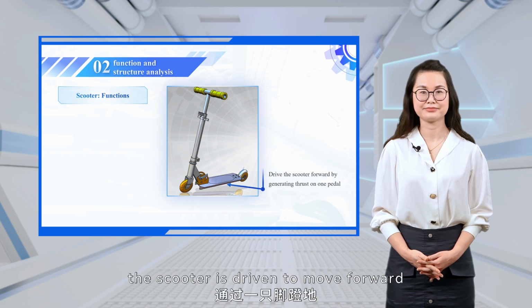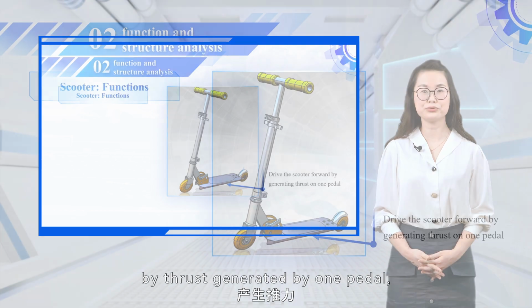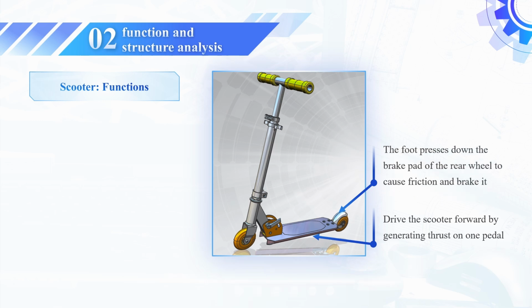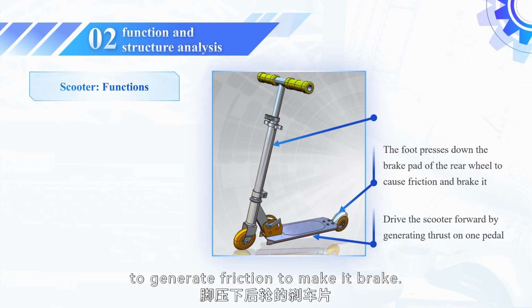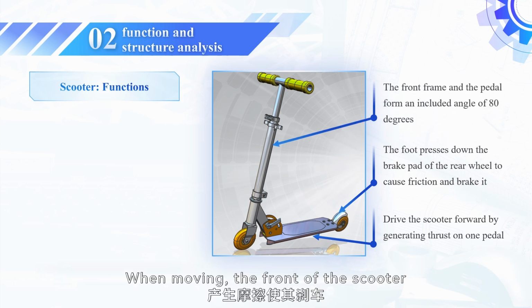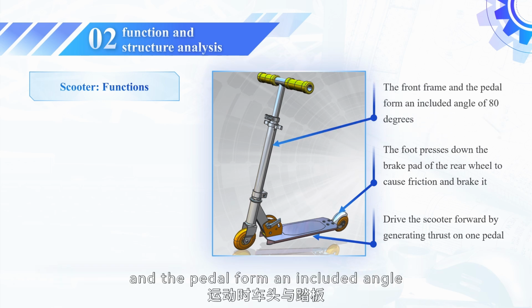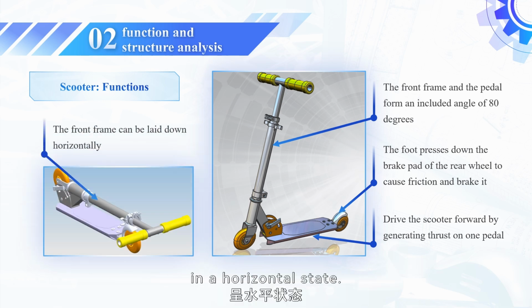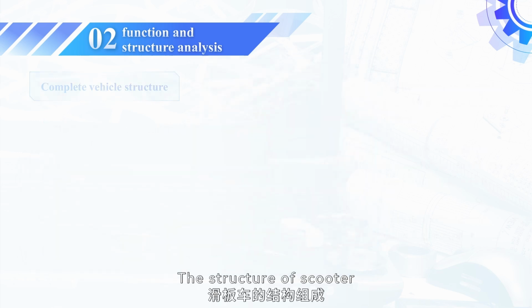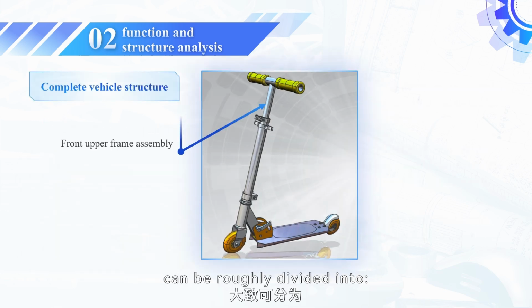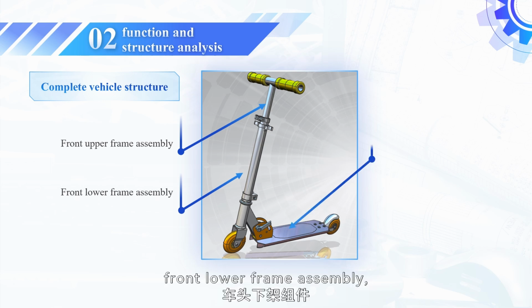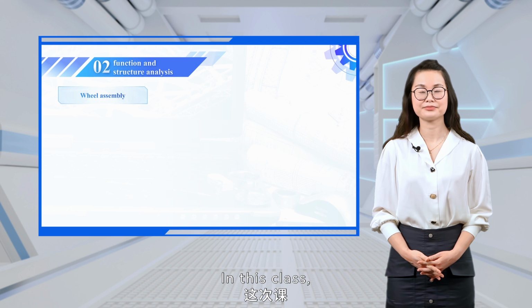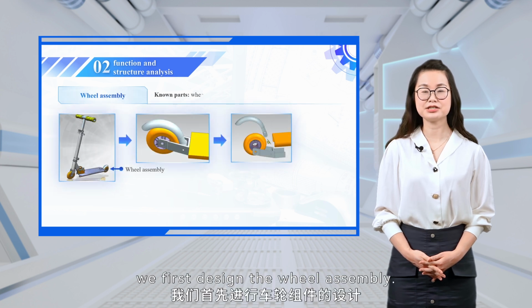The scooter is driven to move forward by thrust generated by one foot on the pedal, and the brake pad of the rear wheel is pressed by the foot to generate friction to make it brake. When moving, the front of the scooter and the pedal form an included angle of 80 degrees. The front of the car can be folded down into a horizontal state. The structure of the scooter can be roughly divided into front upper frame assembly, front lower frame assembly, pedal assembly, and wheel assembly. In this class, we first design the wheel assembly.